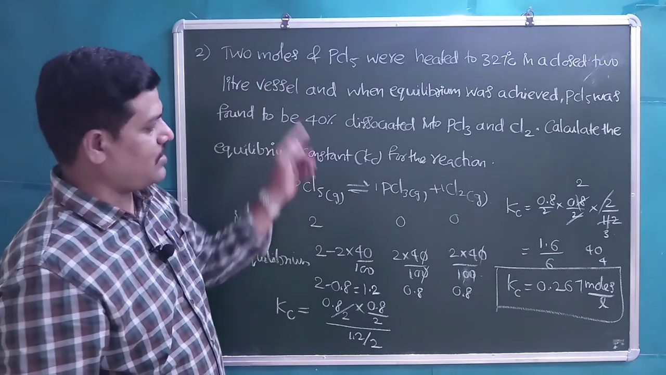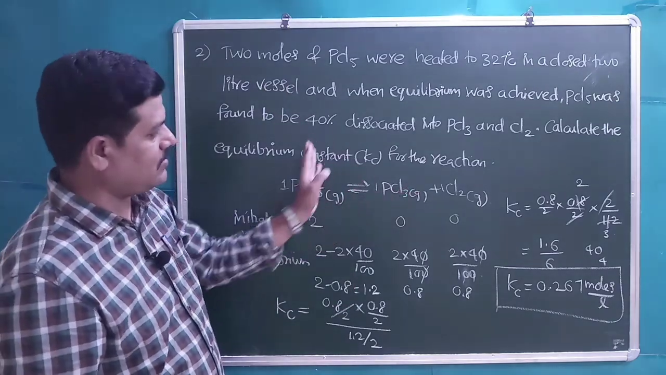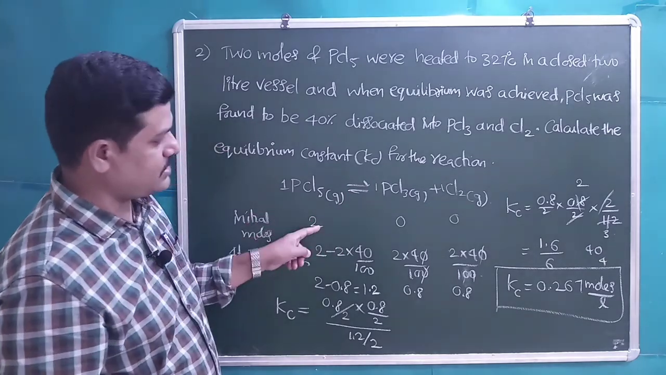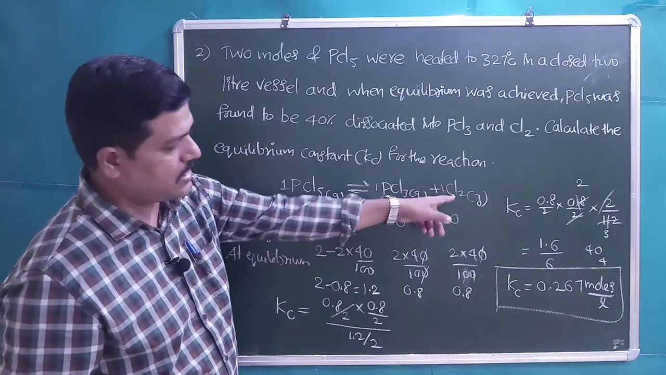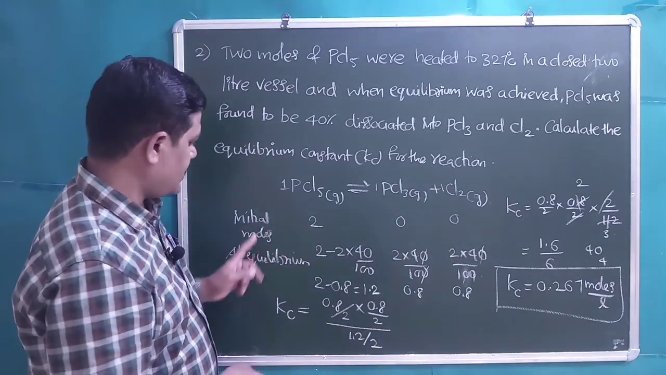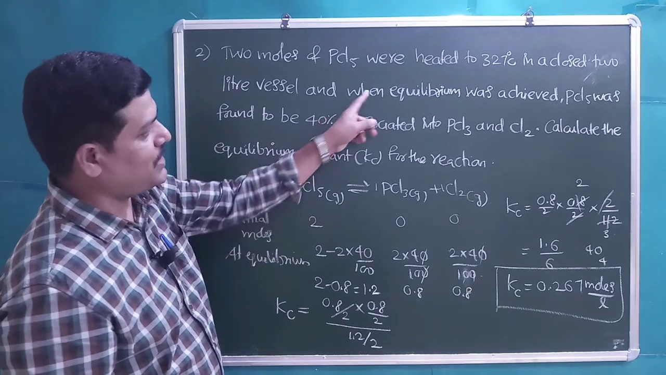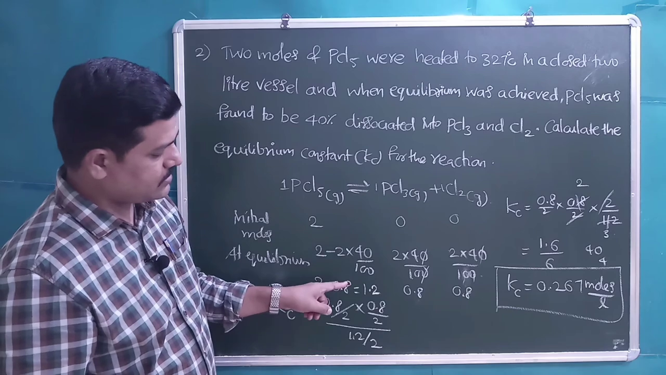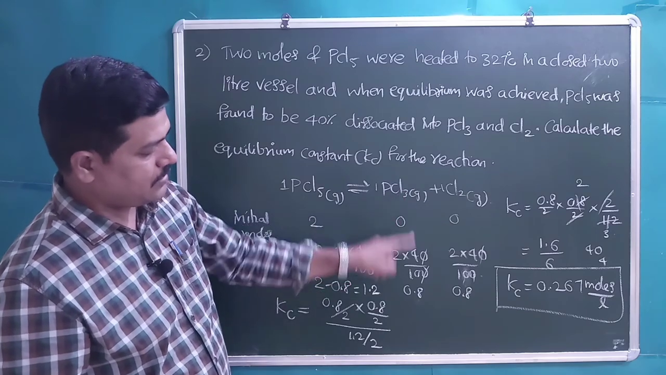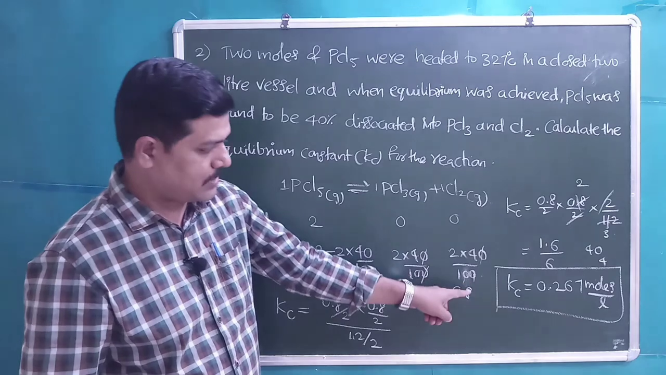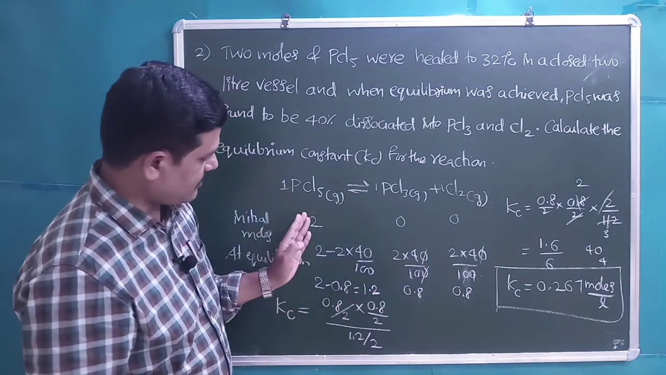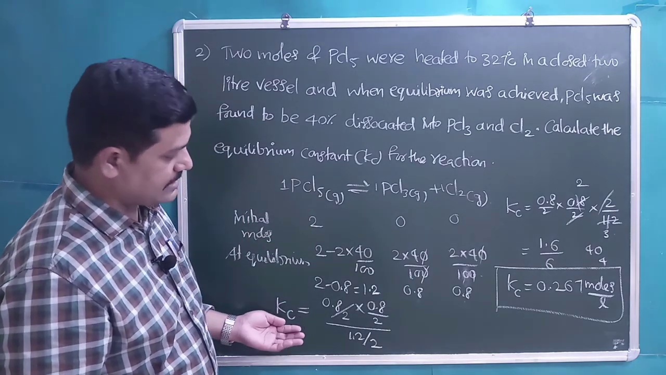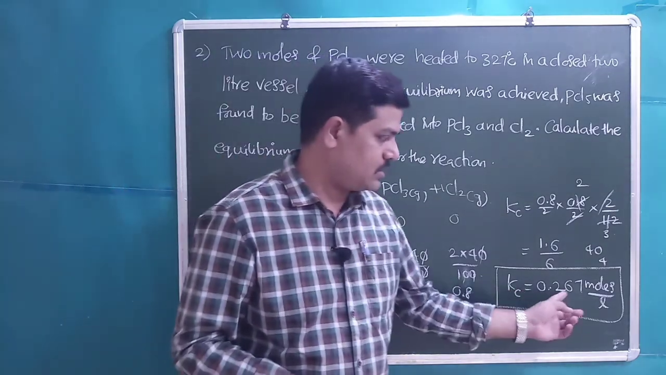Students, initially we wrote the balanced equation for the decomposition of PCl5, and the initial moles of PCl5 is 2. There is no PCl3 and Cl2 initially present, 0 and 0. At equilibrium it is given that 40% of the PCl5 is dissociated, then 40% of 2 moles is 0.8. Moles of PCl3 formed is 0.8, moles of Cl2 formed is 0.8. We calculated the equilibrium concentrations, and then substituting in the Kc expression, finally we got Kc as 0.267 moles per liter.